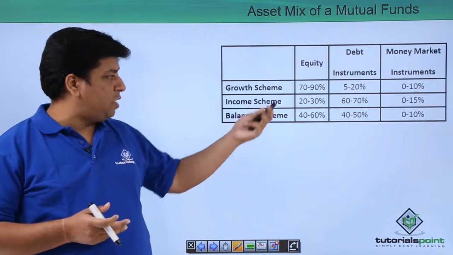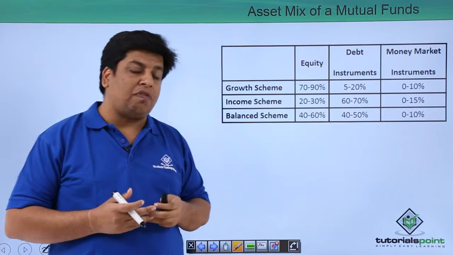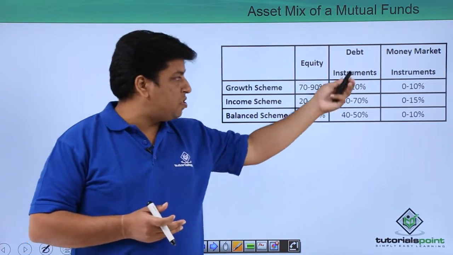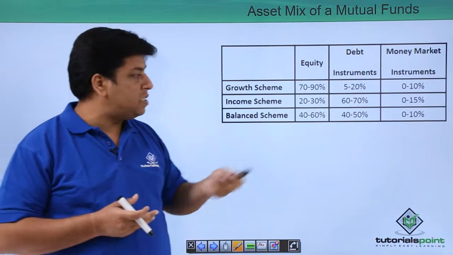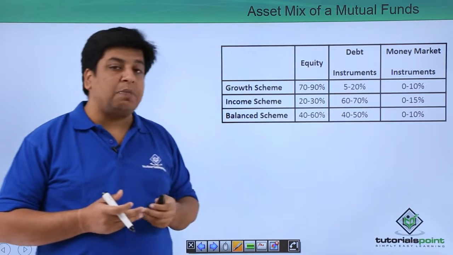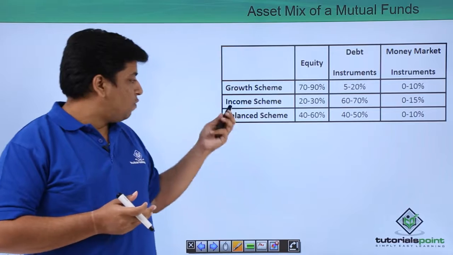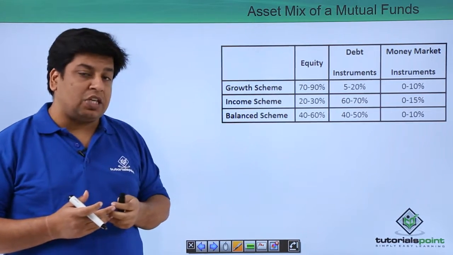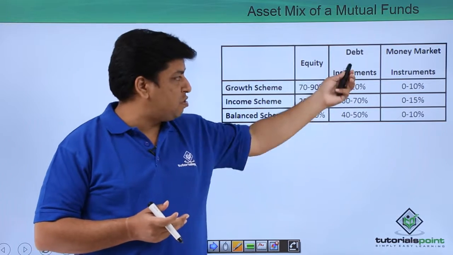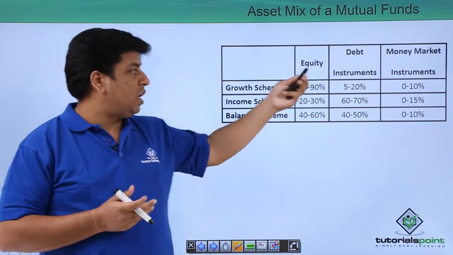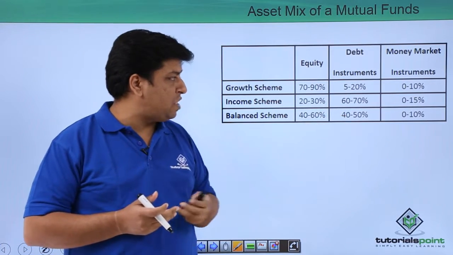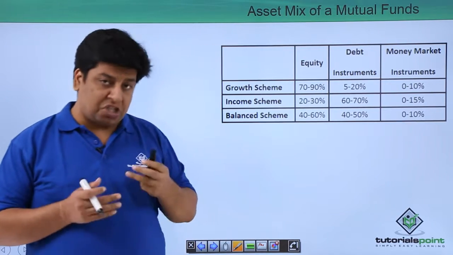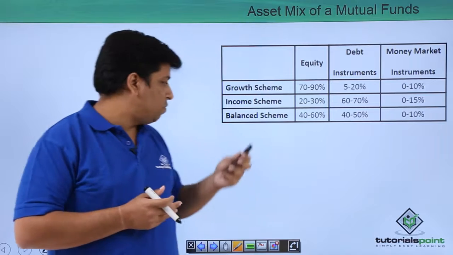For the growth scheme, 70 to 90% of investment happens in equity, 5 to 20% happens in debt instruments, and 0 to 10% in money market instruments. For the income scheme, 20 to 30% investment happens in equity, 60 to 70% happens in debt instruments, and 0 to 15% is invested into money market instruments, which is basically for short duration.